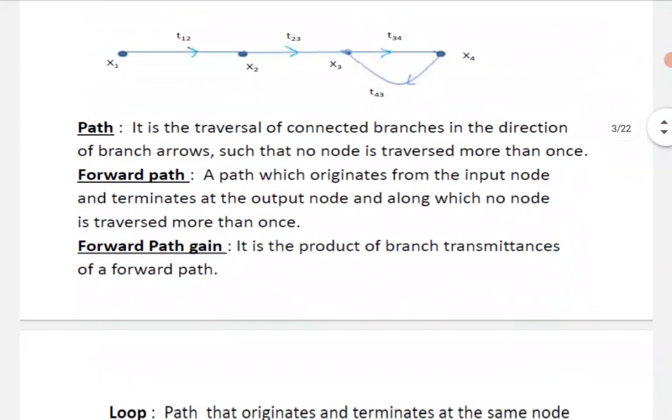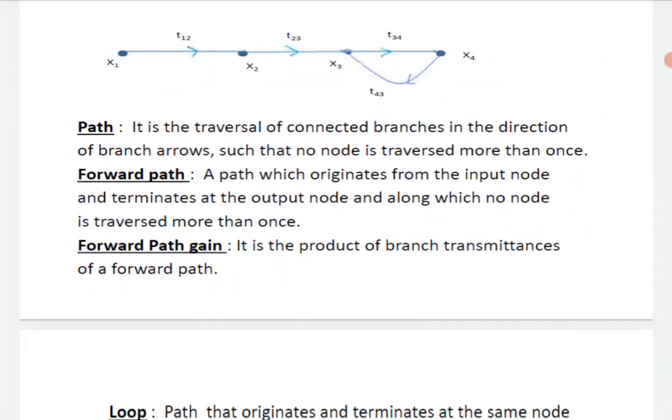Path: it is the traversal of connected branches in the direction of the branch arrows such that no node is traversed more than once. If I look at the above diagram from node x1 to node x4, the path can be treated as t12 into t23 into t34, but you should not count t43, because that node is already traversed. So that is the path gain.